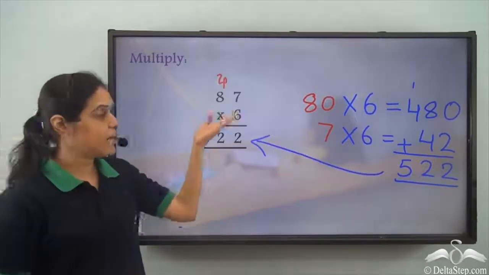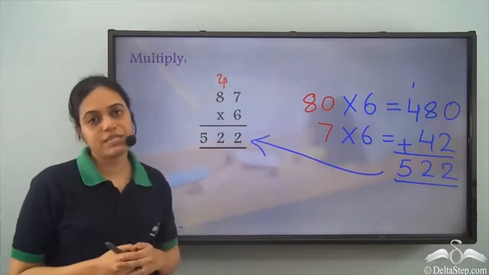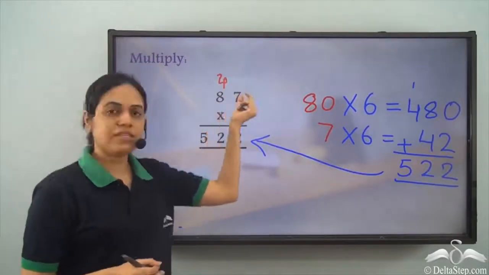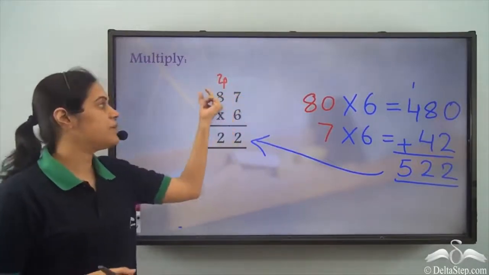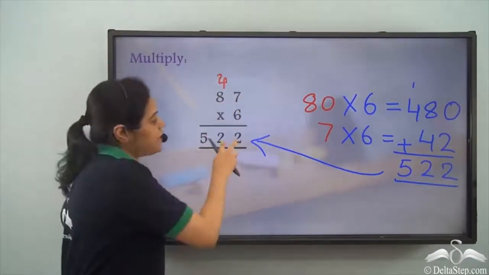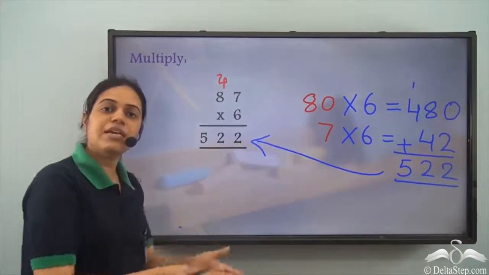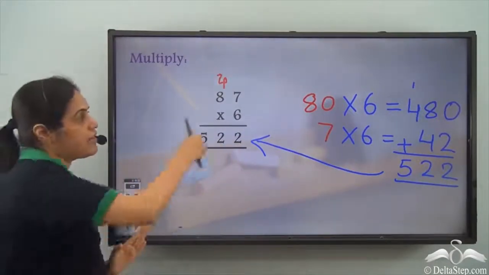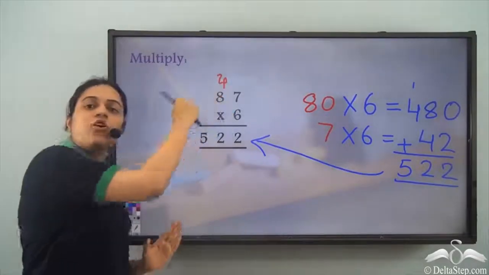So we see we can multiply two numbers using this method. First, by multiplying 6 by the ones digit, then by multiplying 6 by the tens digit. And if the answer has two digits, it is carried over. That is, the digit to the left is carried to the place on the left.